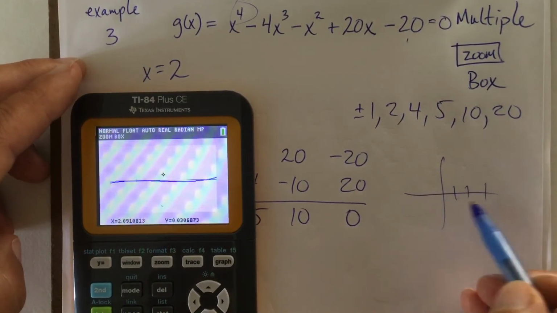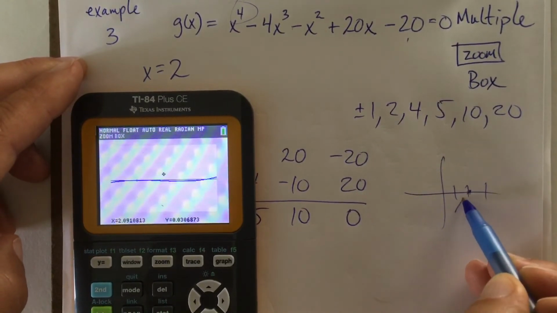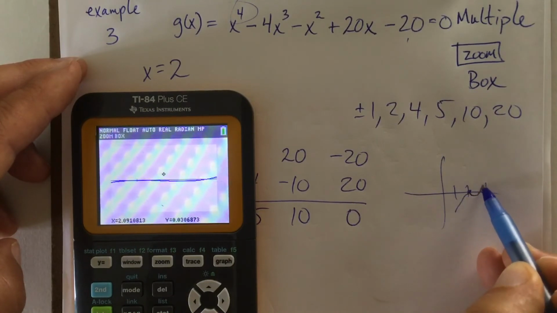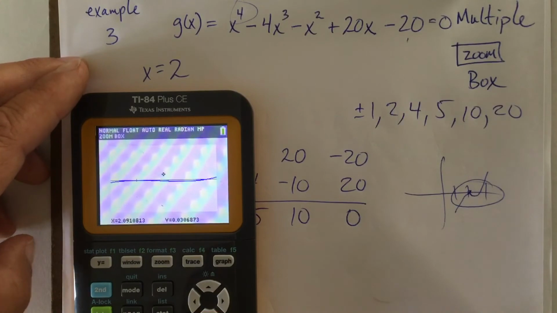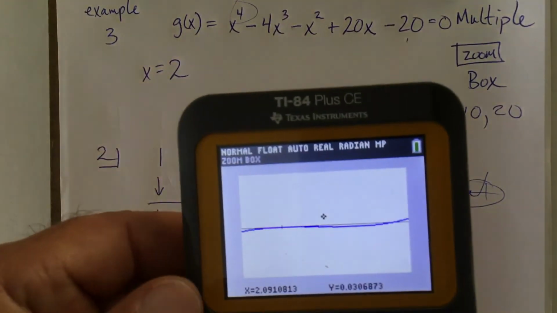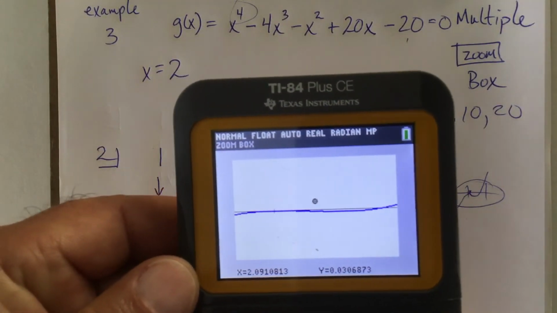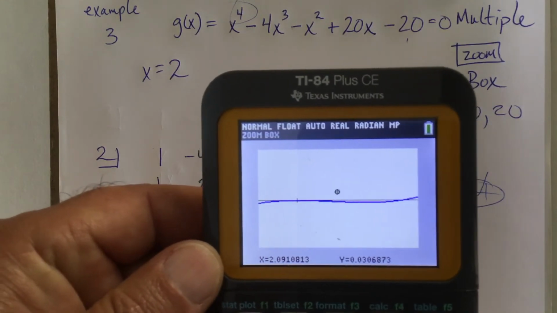Boom, boom. It's actually going like this. Doink, and then it's coming up here. It's got a bounce, not a twist. But man, that is so subtle. Look at how close that is. I could zoom box again and you get right up on it.